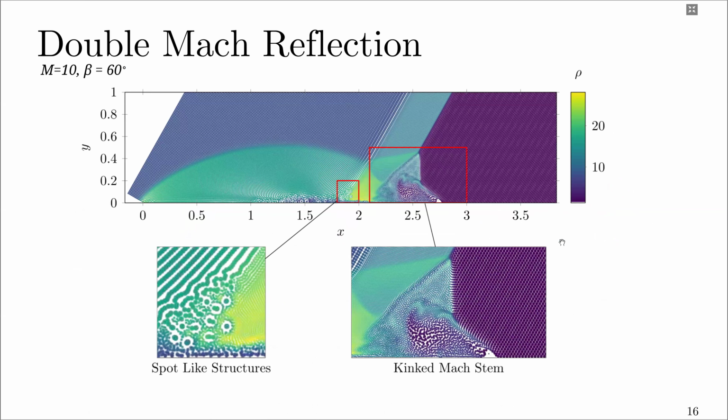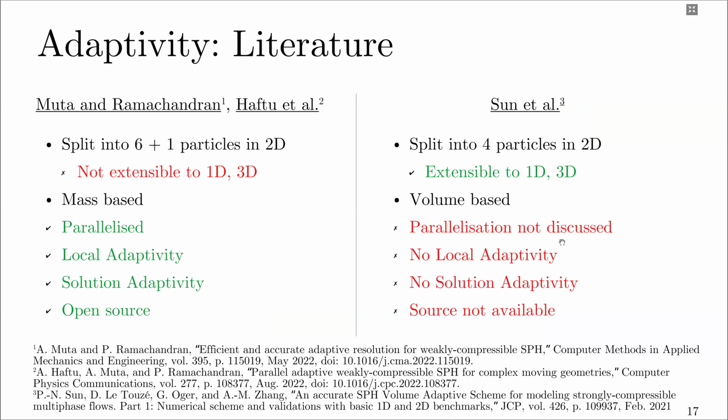We do this double Mach reflection problem, and we see numerical issues, artifacts over here again. So the way to solve this is, for solving this, we introduce adaptivity.